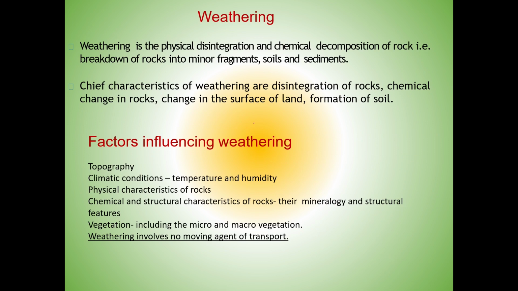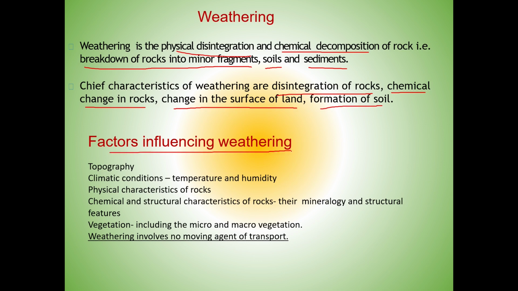What is weathering? It is the physical disintegration and chemical decomposition of rock, that is, breakdown of rocks into minor fragments, soils, sediments. Chief characteristics of weathering are disintegration of rocks, chemical change in the rocks, that is the decomposition, and change in the surface of land, formation of soil.